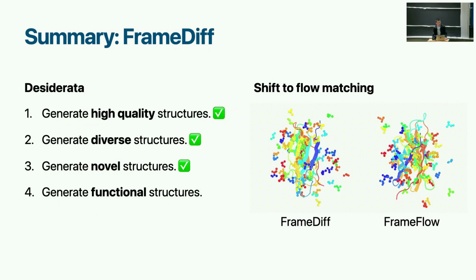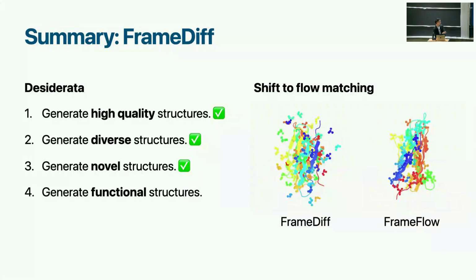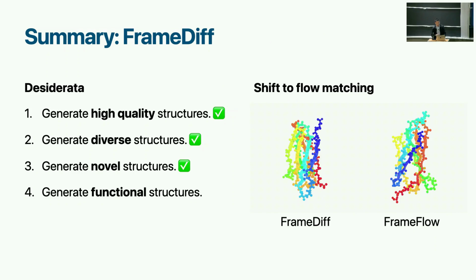So the summary with FrameDiff is that we achieved three of the four goals, which is that we want to generate high quality structures that are diverse and novel, but we still have yet to design functional structures, which is going to be the next step of how to actually do protein design with this. And I left this out. I usually go over FrameFlow as well, but this is basically the flow matching version of FrameDiff, where we're using an ODE to do flow matching over SE3. We actually get a lot better results with FrameFlow, and a lot of the current state-of-the-art methods are moving to flow matching. But in the sake of time, I'm not going to discuss it, but it's something that hopefully you all should be very familiar with now.